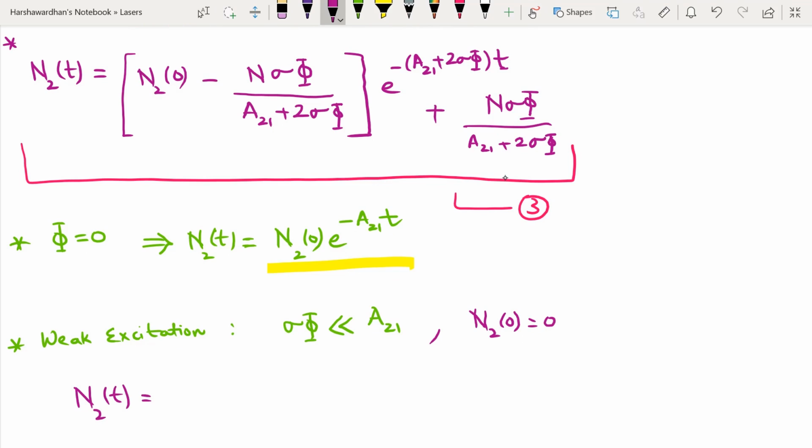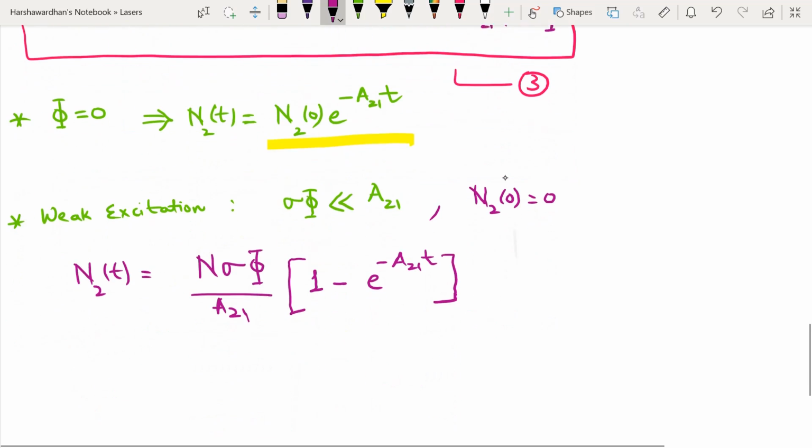And you can see that clearly there is a denominator which is A21 plus 2 sigma phi, and because A21 is a dominant quantity, I can ignore this 2 sigma phi contribution. So what I get is basically n times sigma phi divided by A21, and there is a 1 coming from the last constant minus the second term, which is exponential minus A21 t.